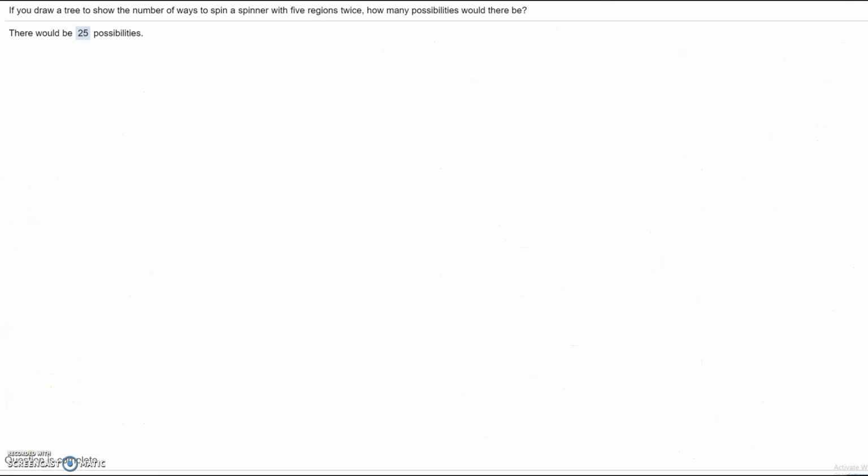So on the screen for the answer, we would just type 25. There would be 25 possibilities. Really quickly, before I end this video and move on to the next question, let's do a similar question. So this one says, draw a tree diagram to show the number of ways a spinner with 3 regions spun twice. How many possibilities would there be?